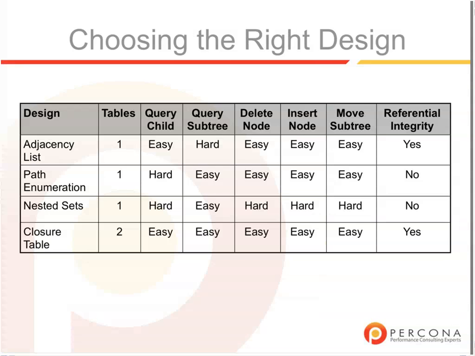So summarizing the different table designs, each of them has different strengths and weaknesses, different operations for which it's hard or easy to do queries. And there's also a final column in this comparison, which is whether the design supports referential integrity. That is, in Adjacency List and Closure Table, we get real foreign keys, whereas in the other designs, path enumeration and nested sets, there's no referential integrity there. You're sort of on your own.